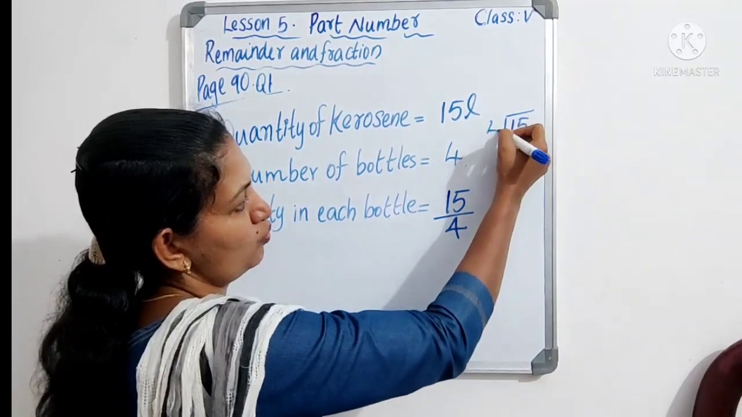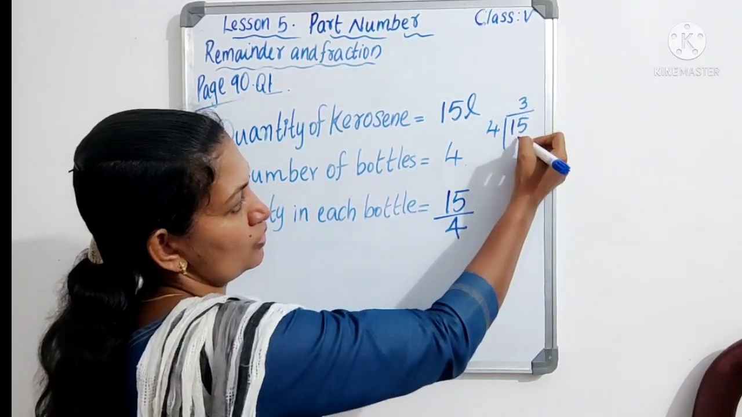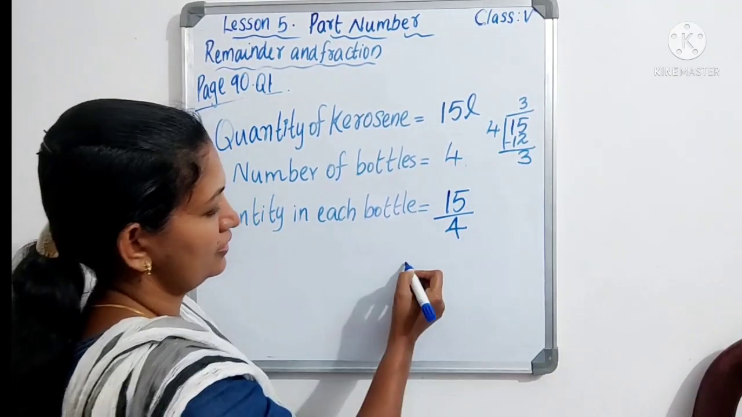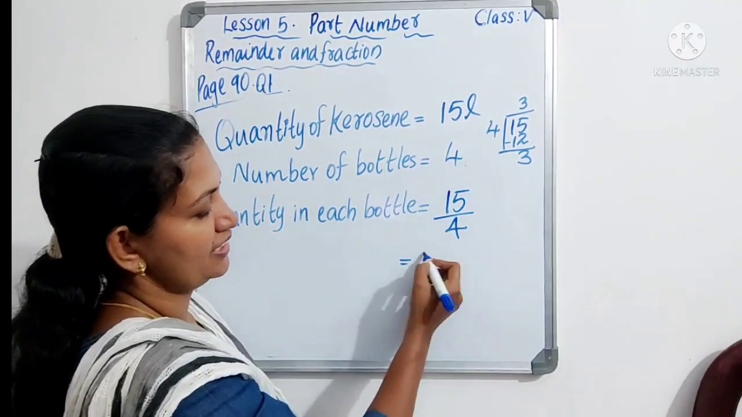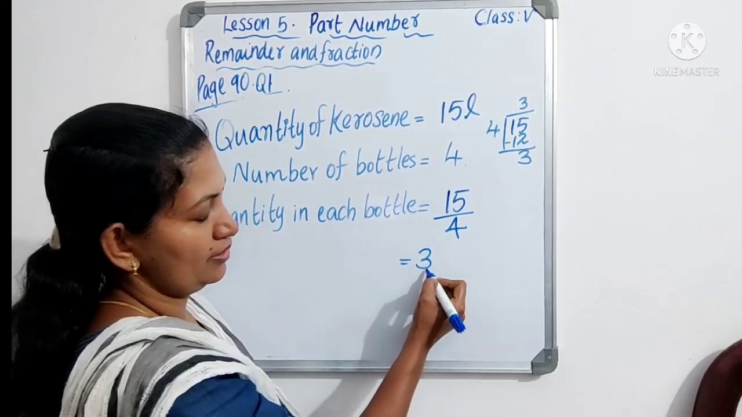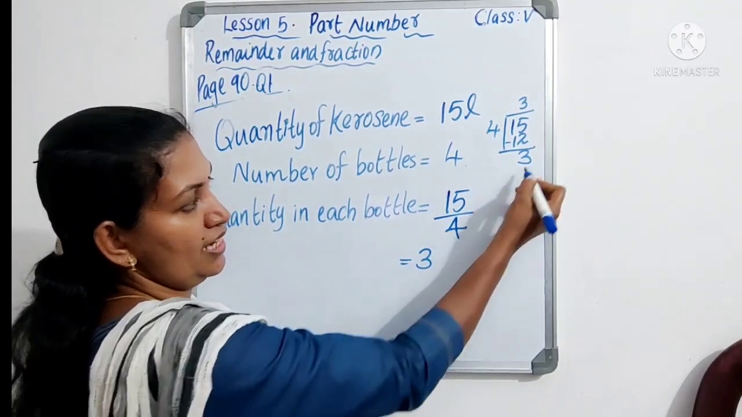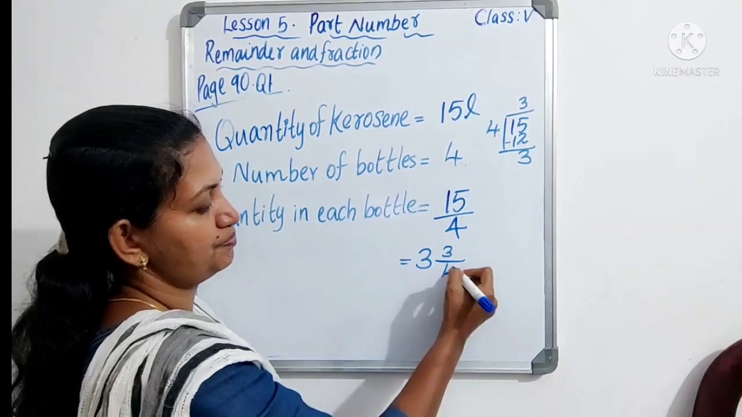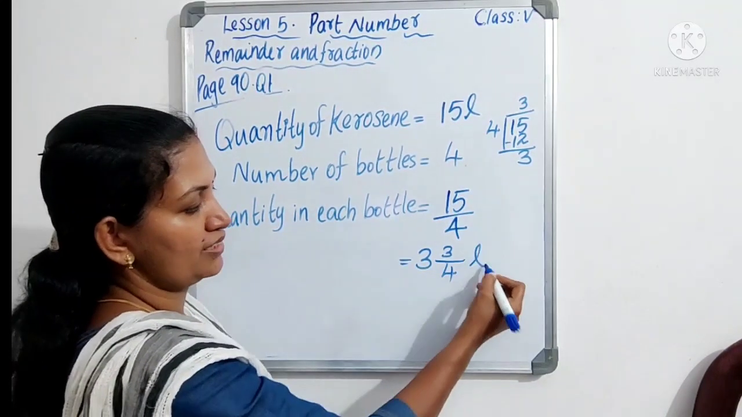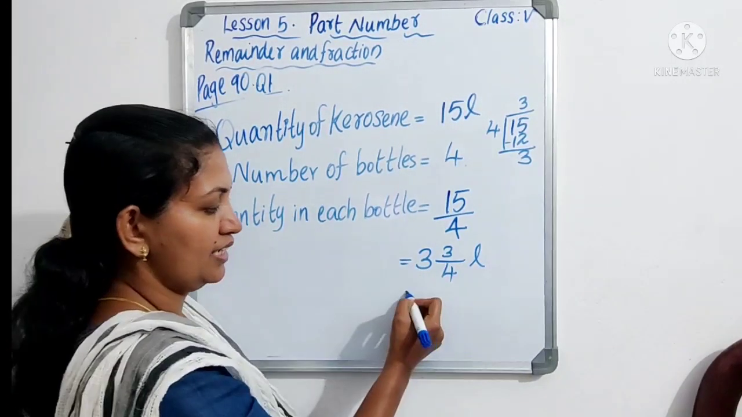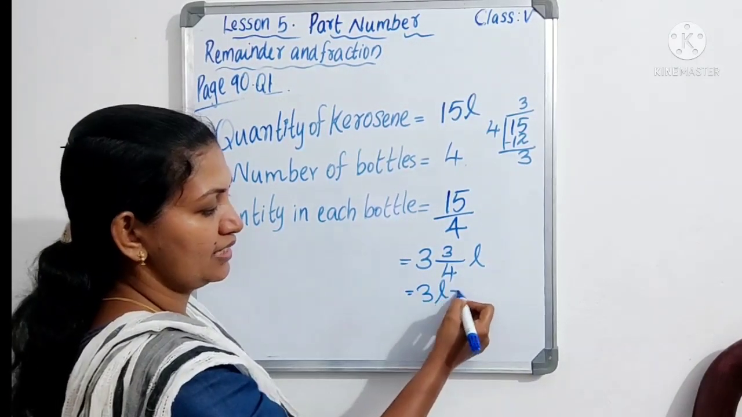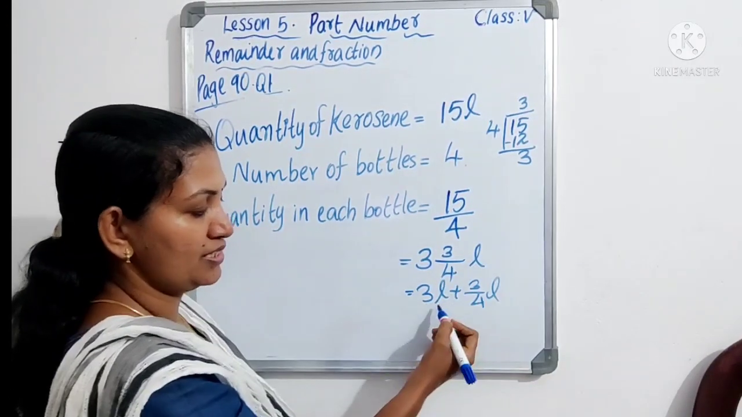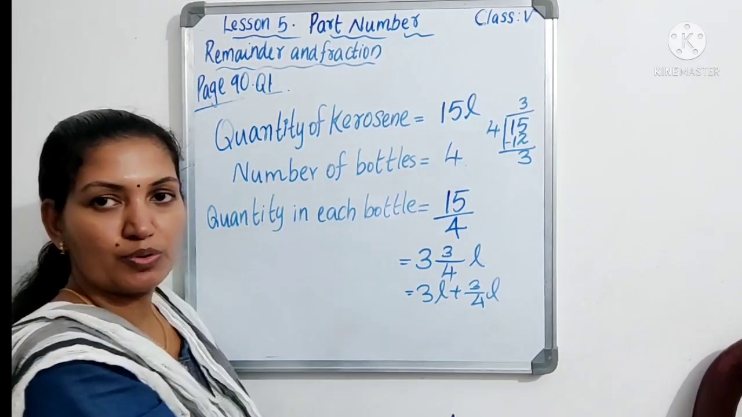15 divided by 4. 3 4s are 12. Then subtract, again 3. Then how can you write this in the form of a fraction? That is 3, quotient and remainder by divisor. We got 3 by 4 liter. Now how can we write it? 3 liter and 3 by 4 liter. 3 by 4 liter means 3 liter and 3 by 4 liter.